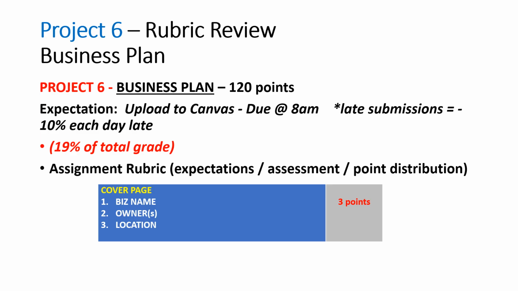Final project, Project 6. Let's do our rubric review for our business plan and pointers for success. You can see it's a total of 120 points, 19% of your total grade, but again, you're going to see how your previous projects, 3, 4, and 5, along with your discussions and your essays, are going to be components of this.